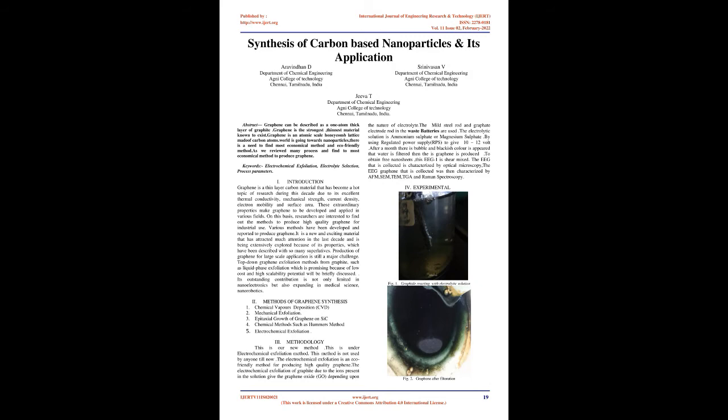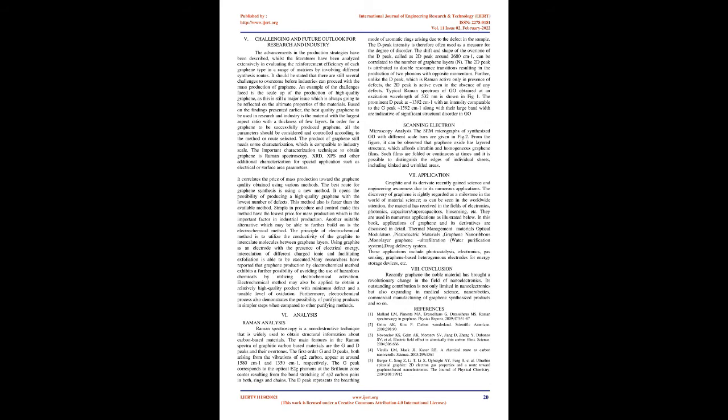Experimental challenges and future outlook for research and industry. The advancements in the production strategies have been described, whilst the literature has been analyzed extensively in evaluating the reinforcement efficiency of each graphene type in a range of matrices by involving different synthesis routes. It should be stated that there are still several challenges to overcome before industries can proceed with the mass production of graphene. An example is the scale-up of the production of high-quality graphene, as this is still a major issue, which is always going to be reflected in the ultimate properties of the materials.